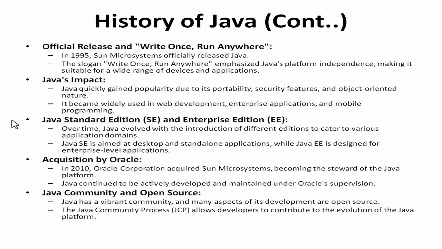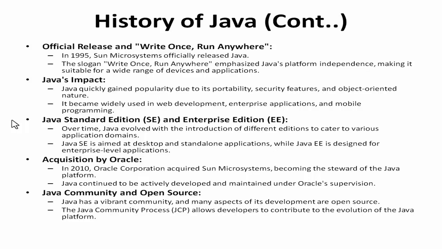Java's impact. Java quickly gained popularity due to its portability, security features, and object-oriented nature. Portability means you can execute the class file anywhere, so it is portable in nature. It became widely used in web development, enterprise applications, and mobile programming.